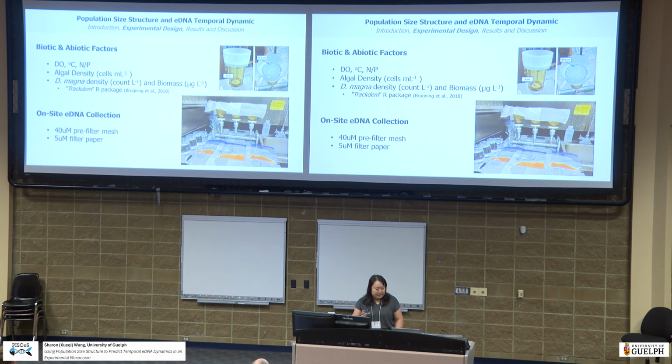We also collected eDNA on site as an observation, which is used to compare to our prediction value. We use a 40 micron pre-filter to ensure we don't capture any tissues or eggs, and then we use a 5 micron filter paper aiming to capture really large, recently released DNA fragments.